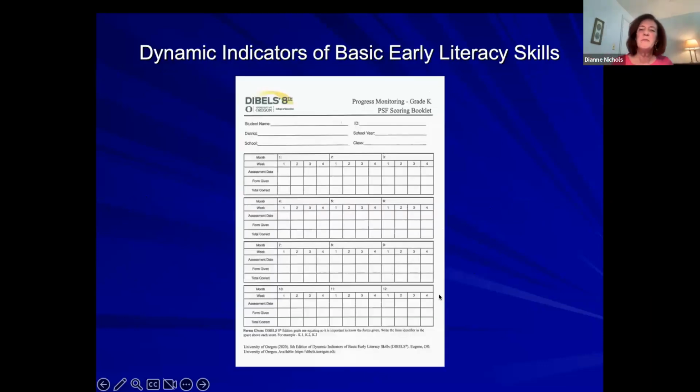Now, ongoing assessment can be as simple as making some check marks, drawing lines through things on your lesson plan when you're working with a student, but I'm also going to share a quick 1-minute progress monitoring assessment that I use at the beginning of each lesson.